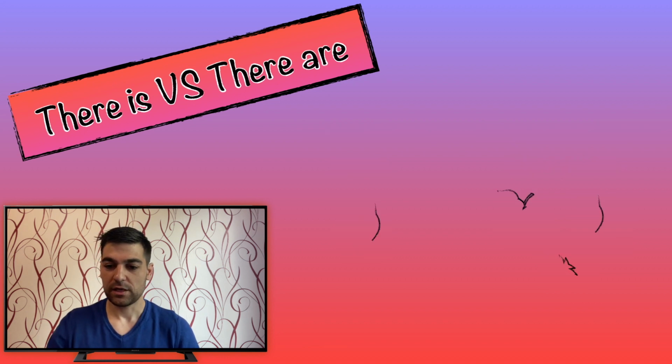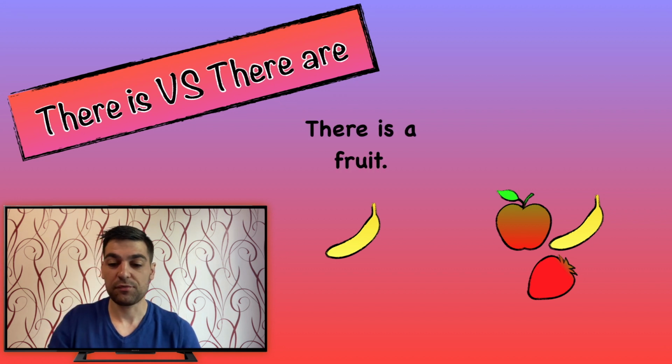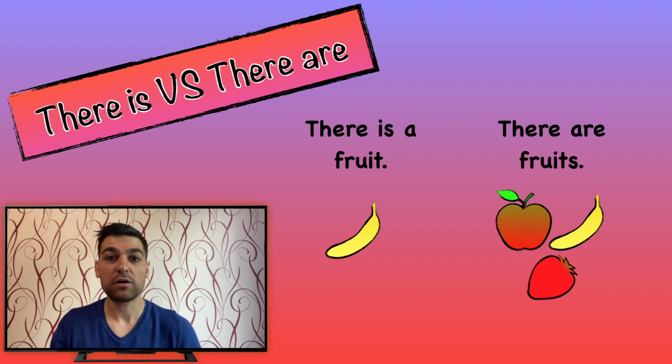In another example, if we talk about fruits, on the left side we have a banana, which is a fruit. We say there is a fruit. And if we have different fruits, like an apple, a banana, and a strawberry, then we say there are fruits. Very good. Let's go now into the exercises.